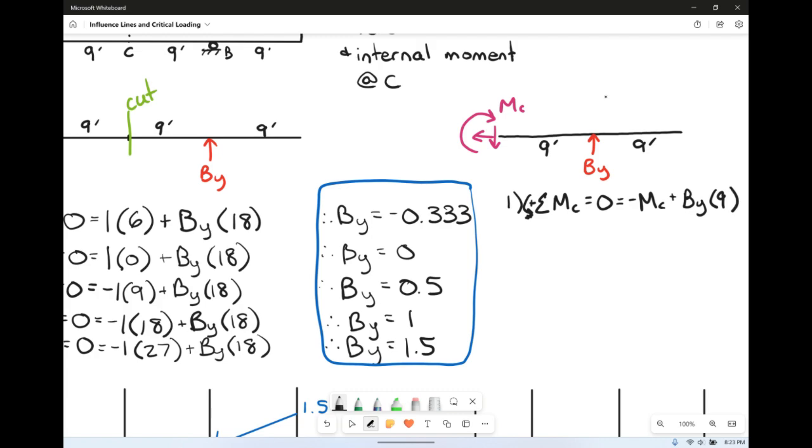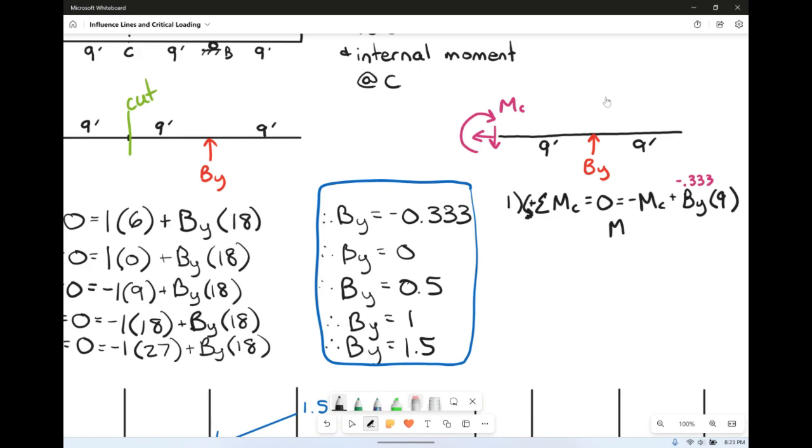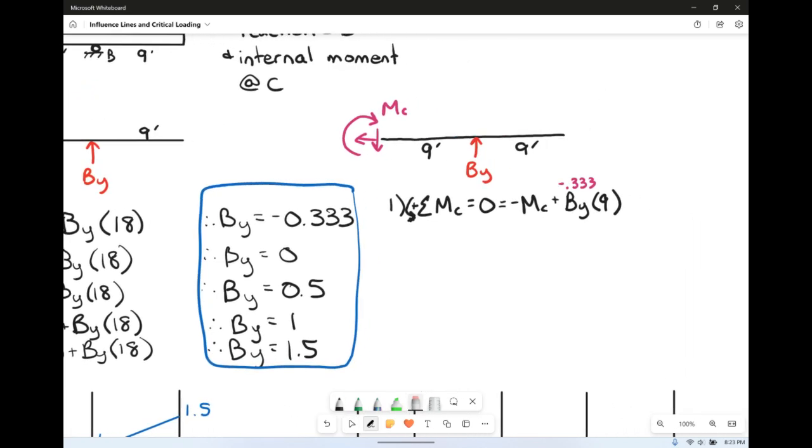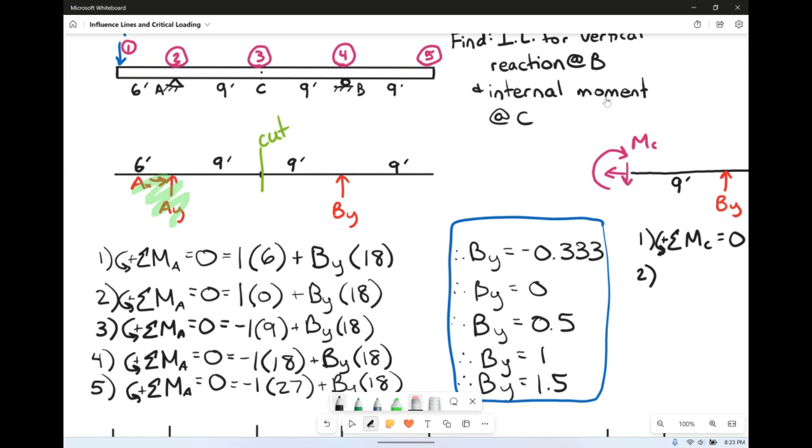So what was BY? Let's just go plug him in. BY at spot 1 was -0.333. So if you plug that in, we're going to get that moment at C is equal to -3. So then we've got to unload it and then reload it at spot 2.